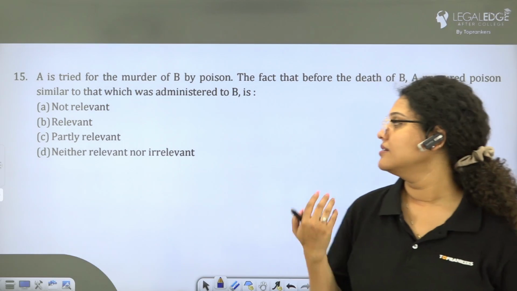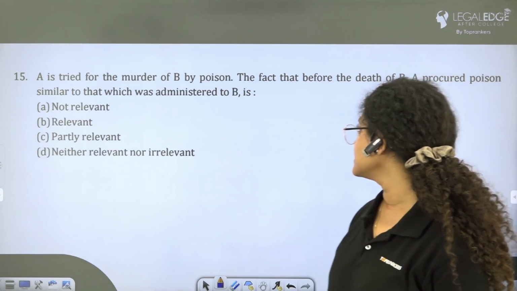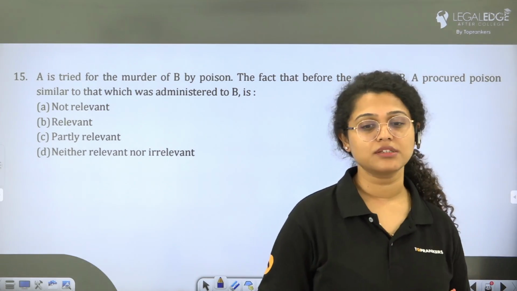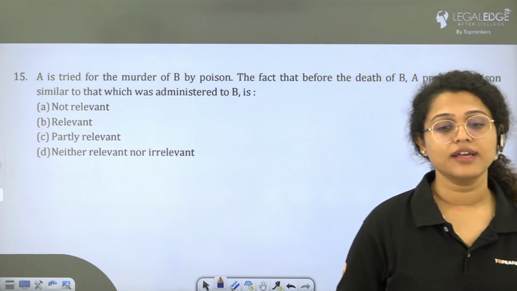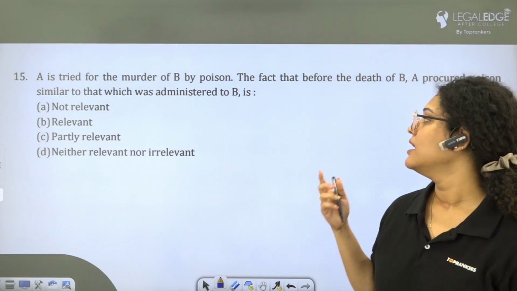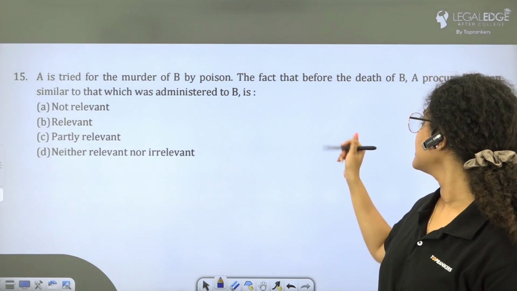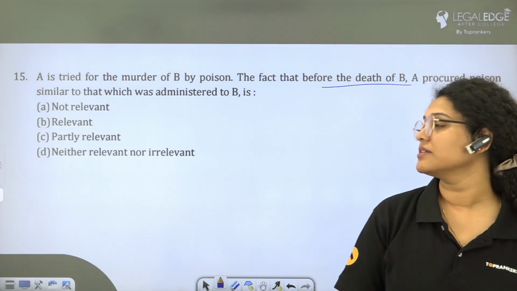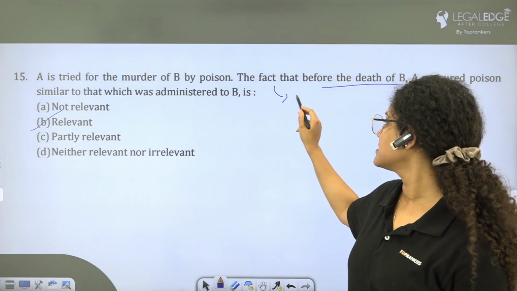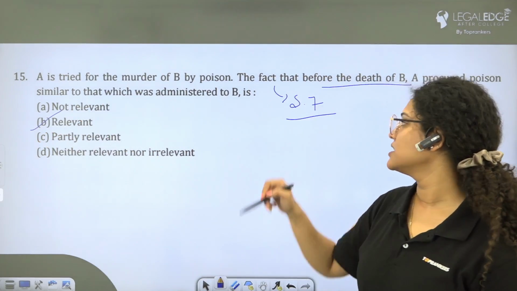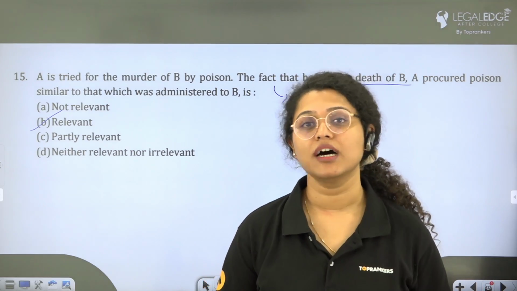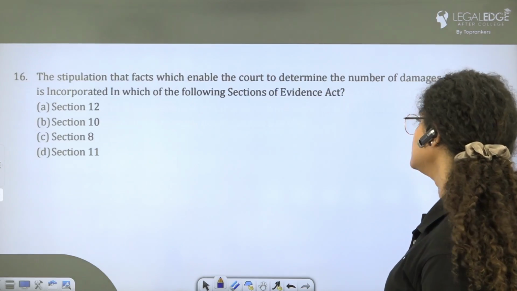ठीक है. A is tried for the murder of B by poison. The fact that before the death of B, A procured poison similar to that which was administered to B is relevant, not relevant, partly relevant, neither relevant nor irrelevant. So poison है and he has the fact that before the death of B, A procured poison similar to that. This will be relevant under section number 7 of Indian Evidence Act, which talks about the occasion, cause और effect. ठीक है. Occasion, cause और effect की जहां पर बात है वहां आपका ये वाला provision relevant होगा.